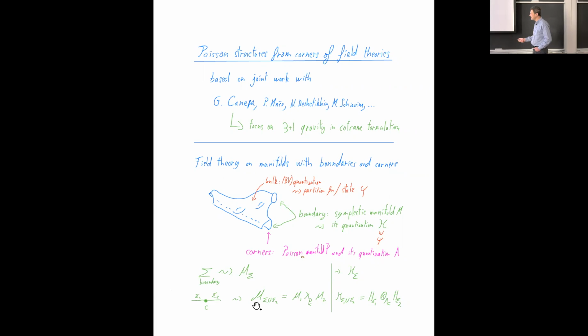One caveat is that here I was describing the simplified picture where to the corner you associate a Poisson manifold. Typically, it will not be a manifold, it will be singular, and even more typically, it will not be a strict Poisson structure, but it will be a Poisson structure up to homotopy.